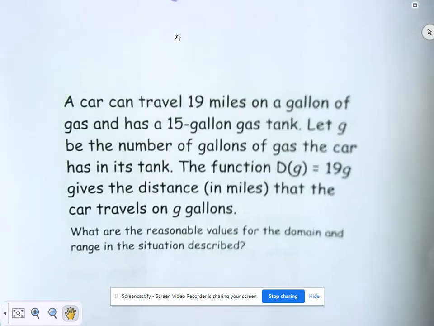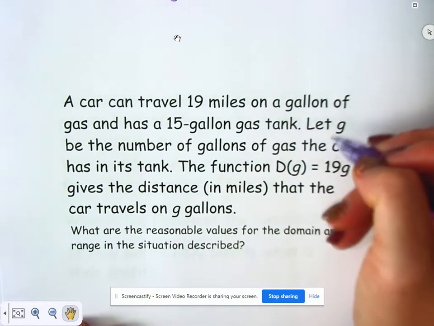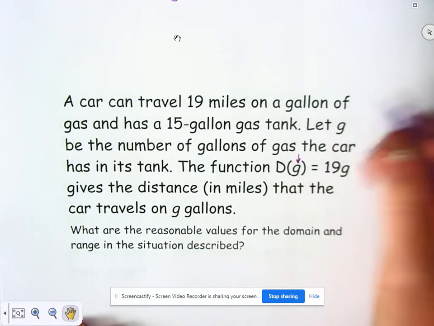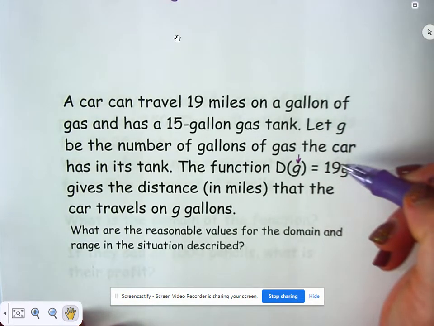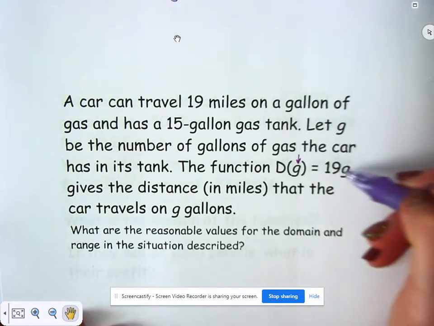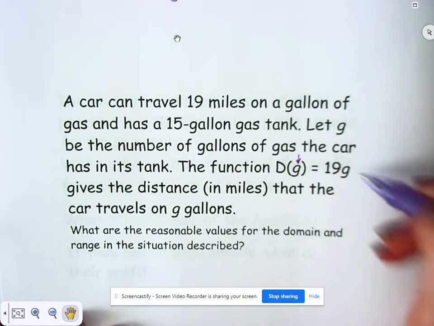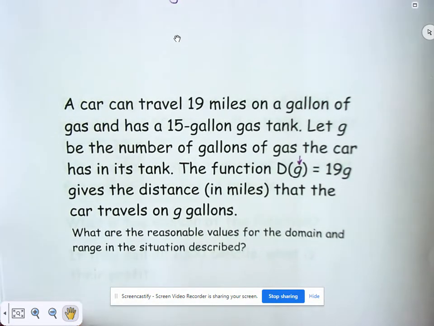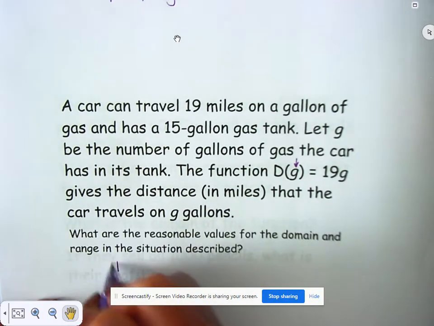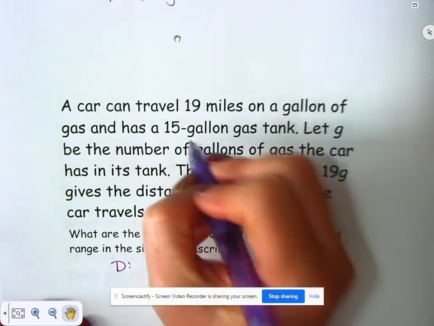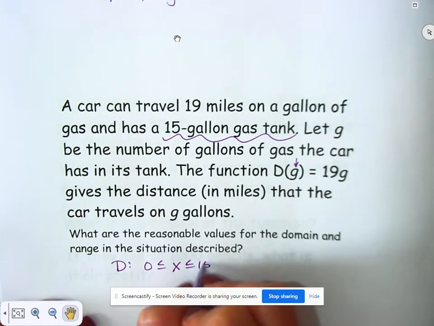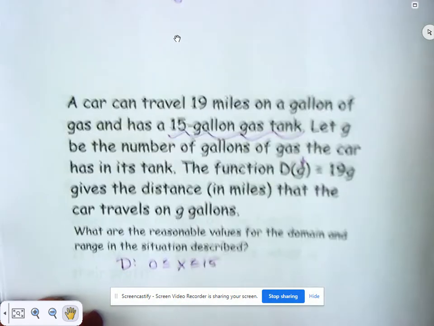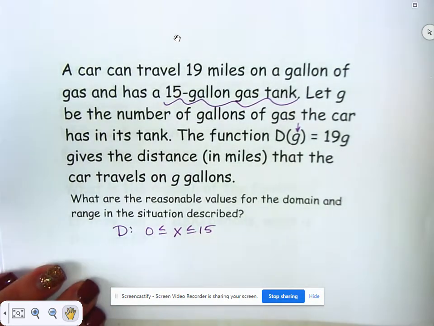Okay. All right, a car can travel 19 miles on a gallon of gas and it has a 15-gallon gas tank. So G is the number of gallons, so that's our x. Our gallons is our x that the car has in its tank. The function 19G means 19 times however many gallons we have gives the distance in miles that the car can travel. What are the reasonable values for the domain and the range? All right, so domain is our G. If it's a 15-gallon gas tank, it can have anywhere from 0 to 15. And that is not integers, y'all. You can have partial gallons of gas.